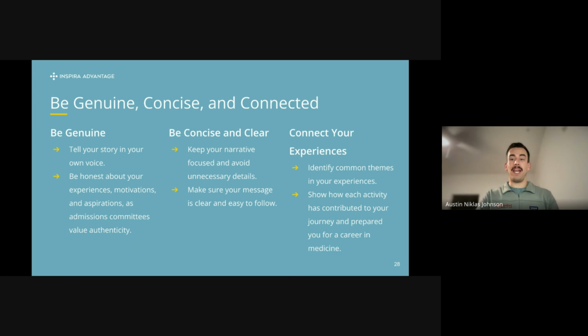So you want to have those hooks in your narrative and drive it through with your experiences. And again, a cohesive narrative connects your experiences. So it's really important to identify common themes and approach them from different angles and different stories. Don't be redundant, but show how each activity uniquely contributed to the most important values that will set you apart from other people.